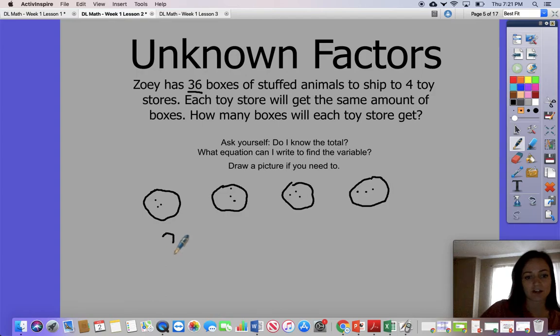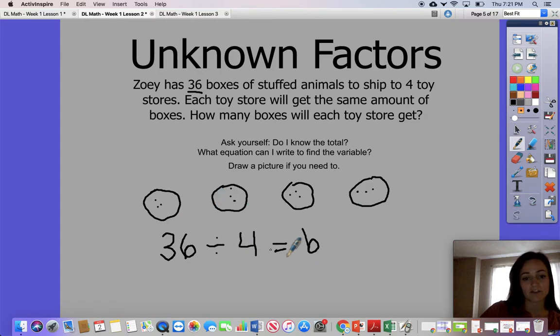So if I start with my total, remember when we divide, it's just like subtracting. We always have to start with our total. I'm going to divide it or break it apart into 4 different stores. So those 36 boxes are getting divided into 4 stores, and I need to find out how many are going to each store, okay? And I'm going to put B for boxes, okay? 36 divided by 4 equals B.